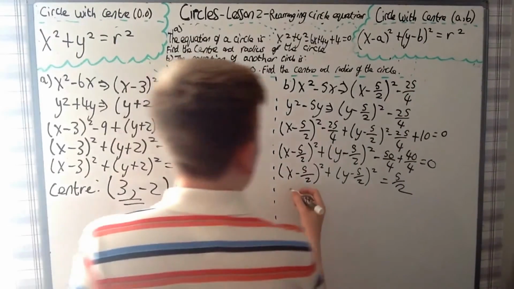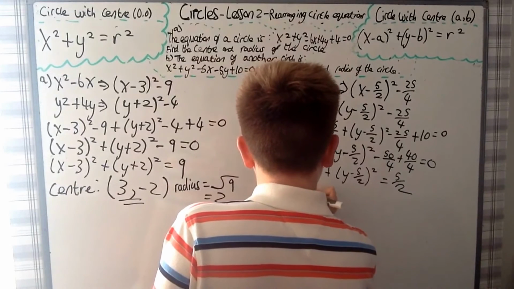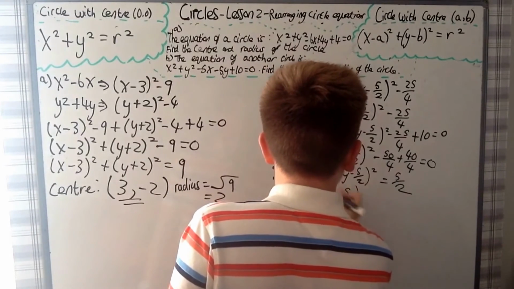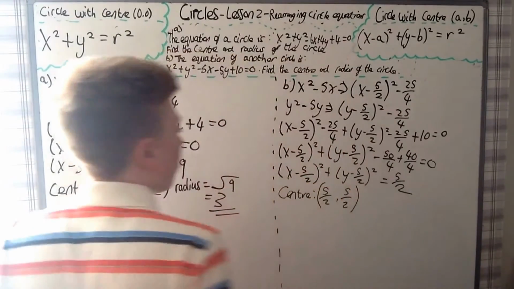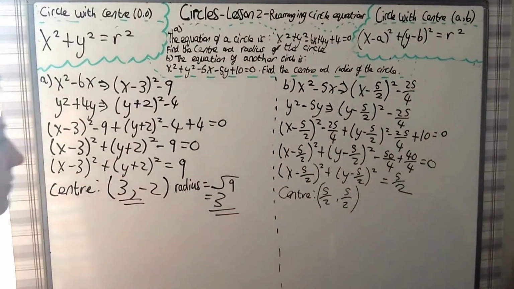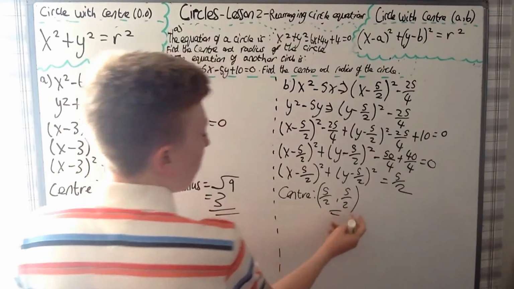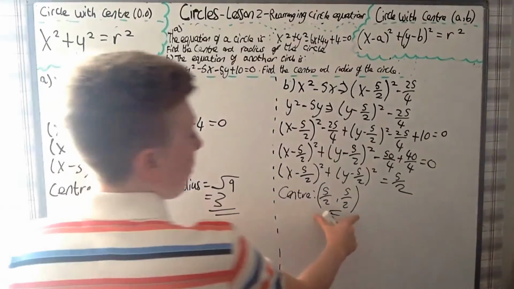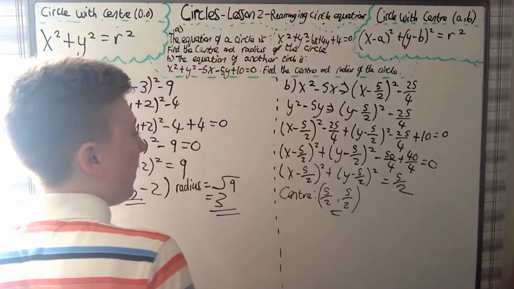The centre is just going to be 5 over 2, 5 over 2. Okay? We just swap the signs for each. I mean, that is 2.5, 2.5, but we need it in its simplest form for a Core 1 exam, so a fraction is simpler than a decimal.